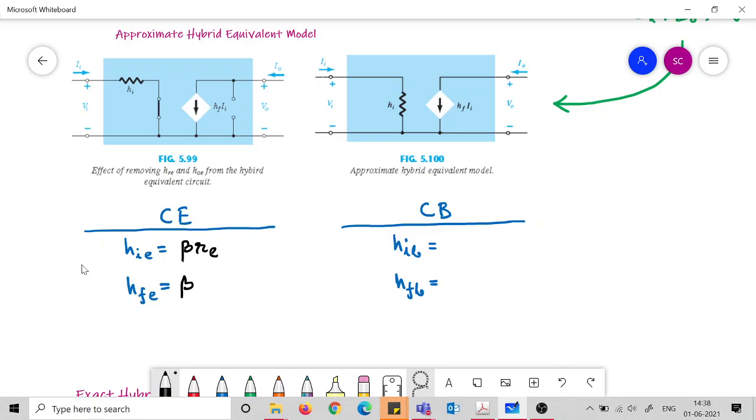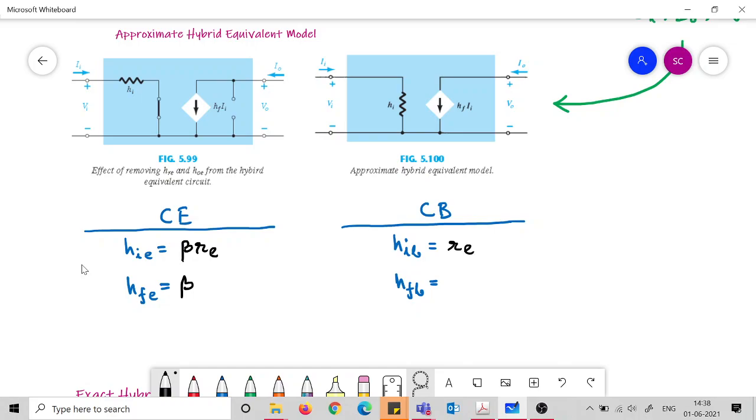Normally you will find this HFE parameter given in the data sheet. So from the HFE you can say that it is the same as beta. If you need beta, you will look for the HFE parameter given in the data sheet. Now if you have the common base configuration, what would be HIB? For the common emitter, HIE is simply RE.